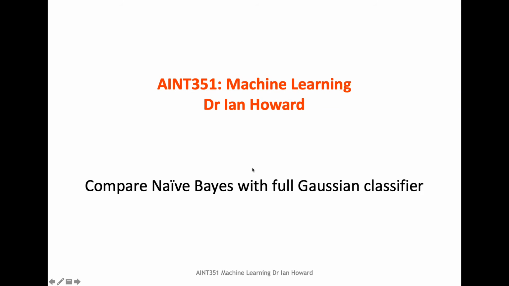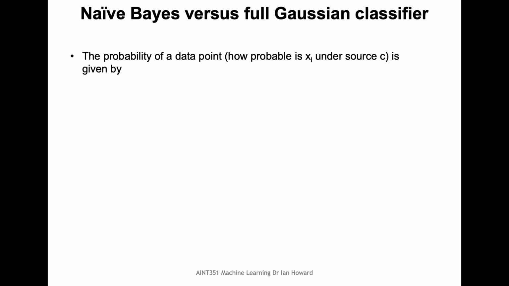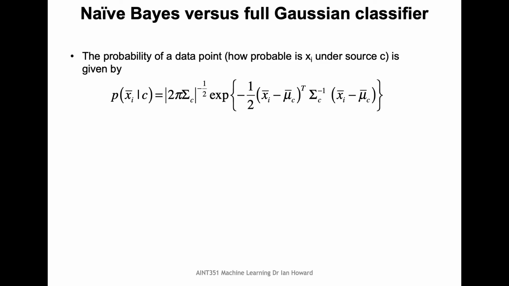So let's now think about some of the properties of the naive Bayes and how it compares with the full Gaussian. As we saw before, if we have a full Gaussian distribution in multidimensional space, so the data point xi is a vector, then we have to use the full formula for the Gaussian, which includes using the full covariance matrix. There's a term in the scaling factor at the front, and there's also an inverse covariance term in the exponential expression, and x and the mean are both vector quantities.